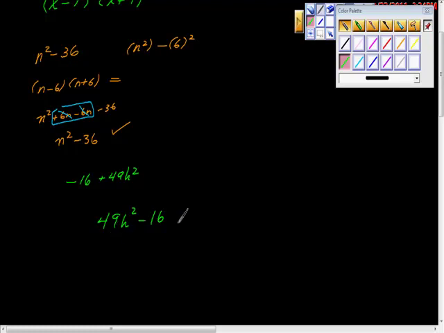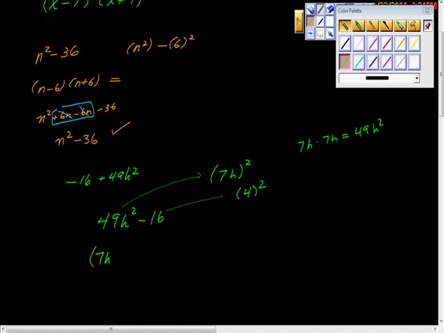I can rewrite this part right here as 7h squared. Why is that true? Because 7h times 7h is 49h squared, right? That gives me my piece. This other piece, I can rewrite as 4 squared. So I'm going to take my pieces and make them 7h.